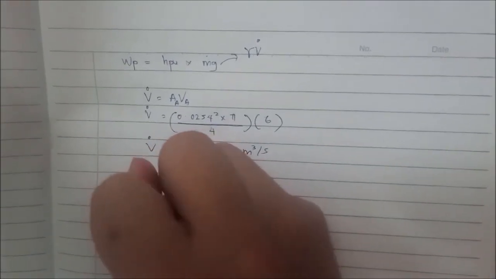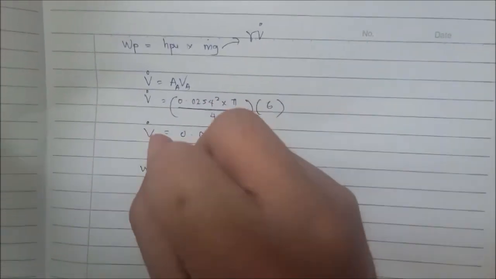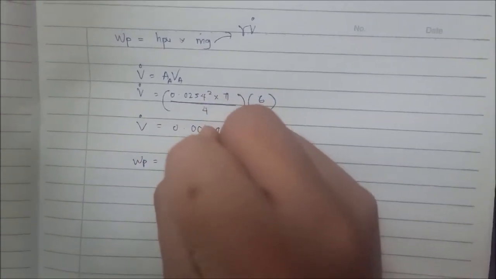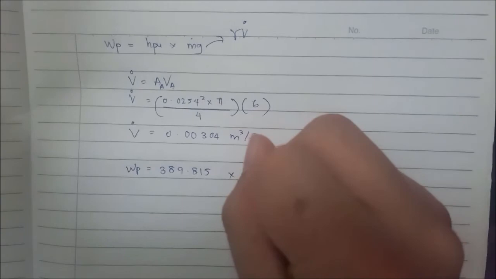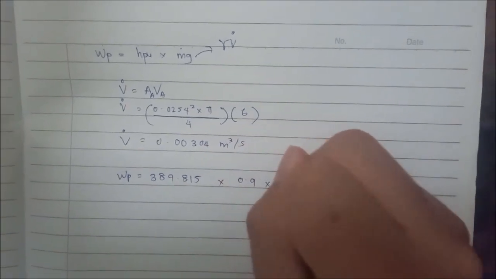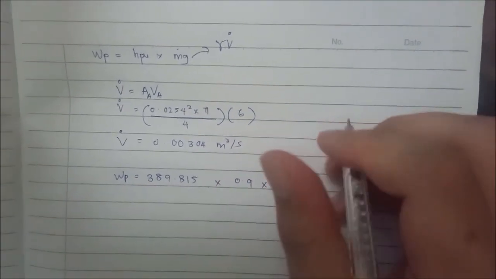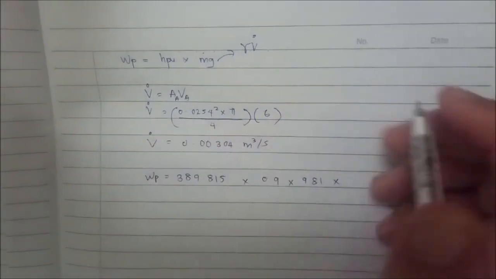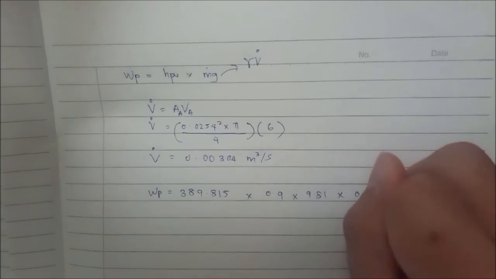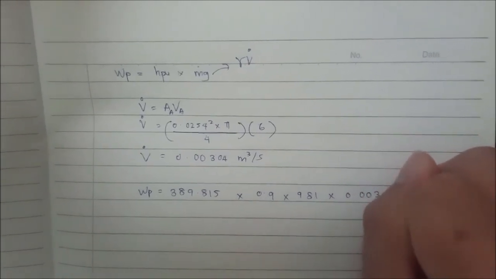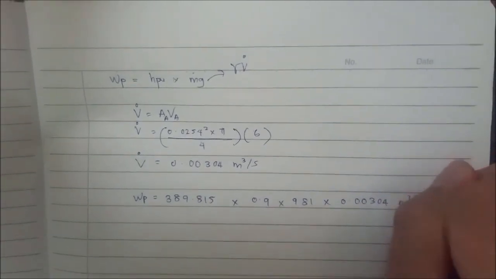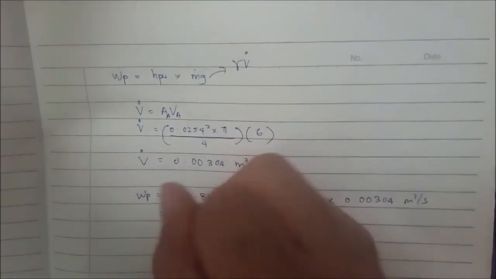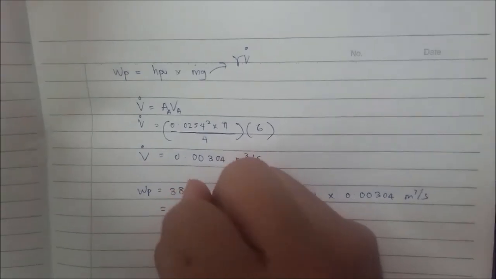Right now we can fill in the volume flow rate in here. Therefore WP equal to the HPU, which is 389.815, times 0.9 times 9.81 times the volume flow rate, which is 0.00304 meter cube per second. When we calculate this, we will get 10.46 kilowatt.